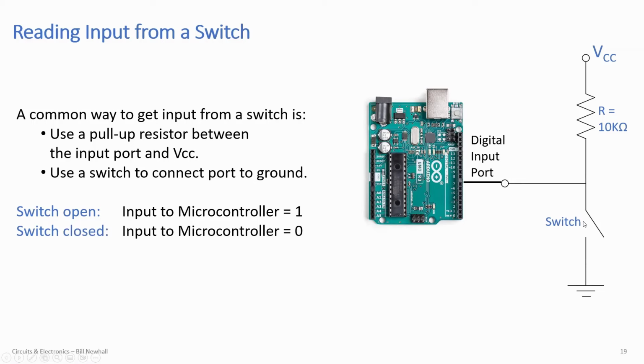Okay, so that's a very common way to connect a microcontroller input to some kind of switch. Again, if you're sensing lobes on a camshaft with a switch, or anything really that has some kind of open-closed characteristic like a switch.